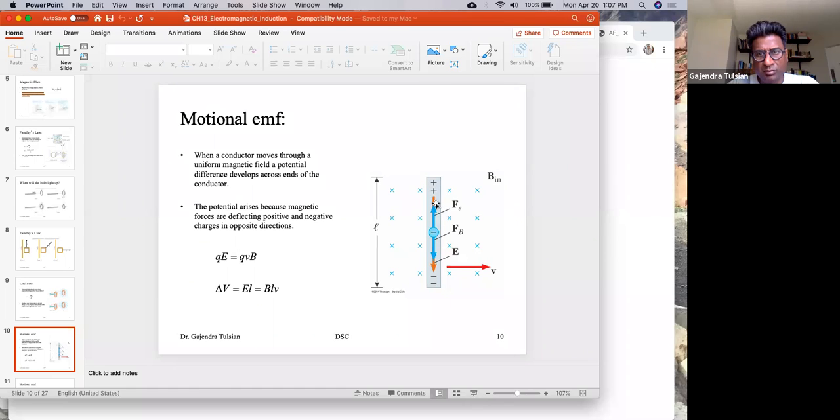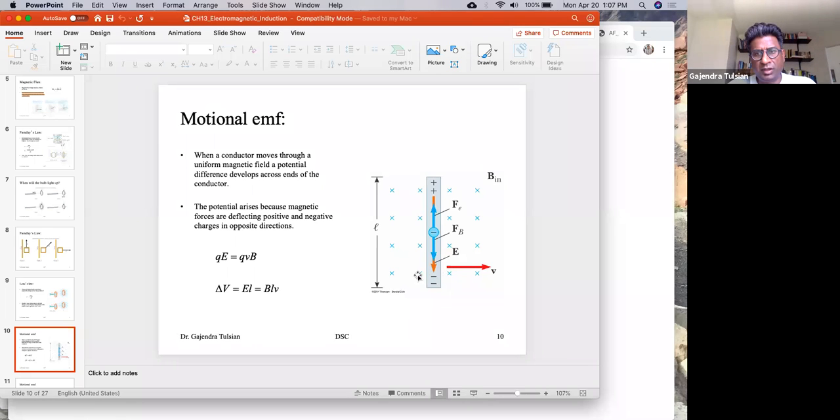So if this were a piece of metal, all that's happening is some of the free electrons will collect here, and this end will become positive. And the induced voltage, so this rod will act like a battery, and the voltage will be B times L times V. L is the length of the rod, and V is the velocity of the rod. And again, this expression is good as long as this velocity is perpendicular to the magnetic field.